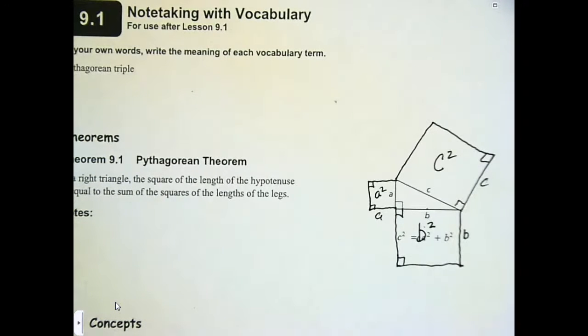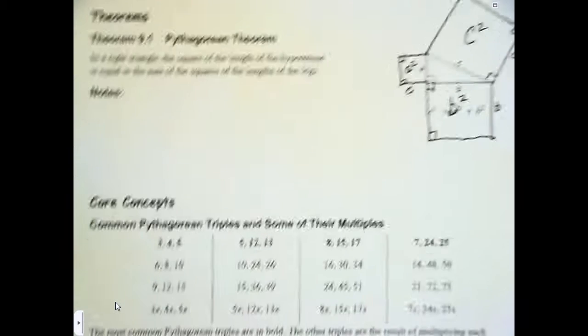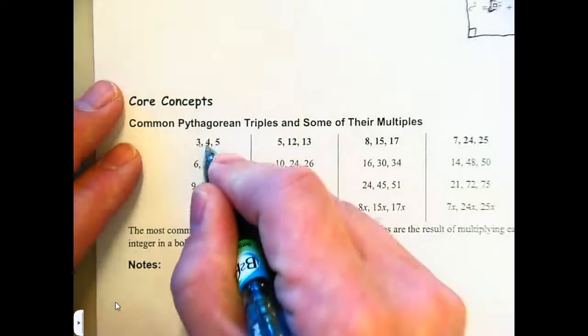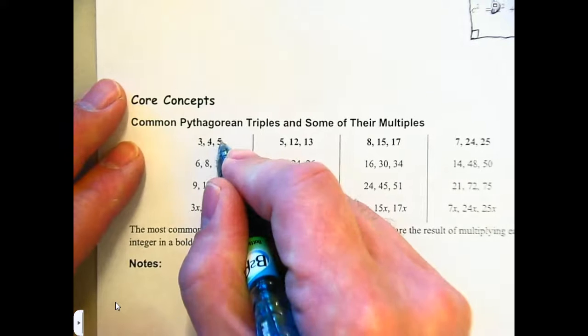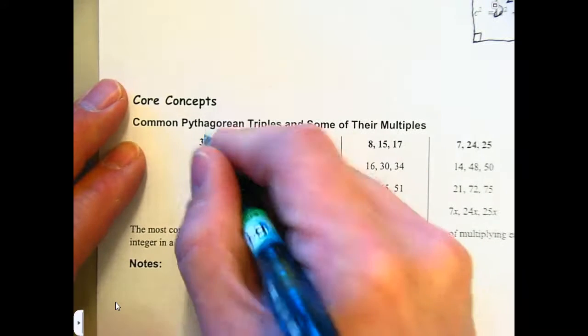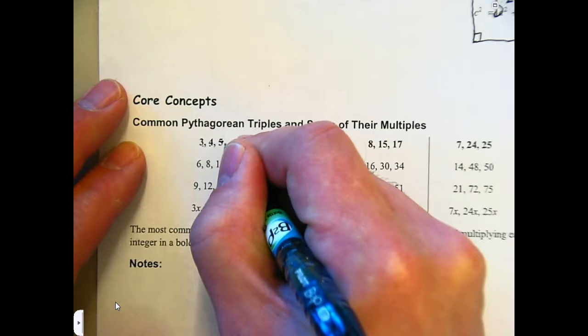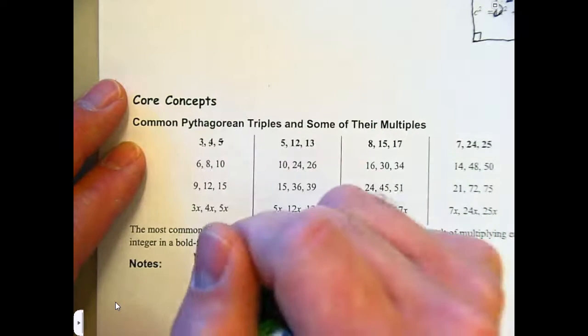Some things that will save you a lot of time with the Pythagorean theorem are knowing the Pythagorean triples. For instance, the one we did on our warm-up today is a 3, 4, 5 triangle. 3 squared plus 4 squared equals 5 squared. Okay? If we were to calculate that, that would be 9 plus 16 is equal to 25. Everyone with me there? Okay?